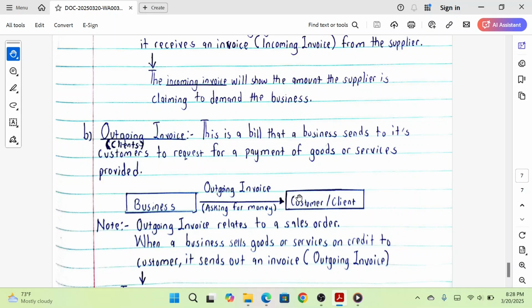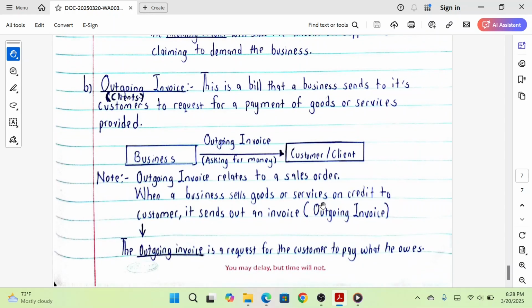So, earlier on, the customer had made a sales order. So, you find that it's now the business sending out an invoice claiming for the goods that were taken by the client. So when a business sells goods or services on credit to a customer, it sends out an invoice, what we call an outgoing invoice. So with this outgoing invoice, it's just a request for the customer to pay what he owes.